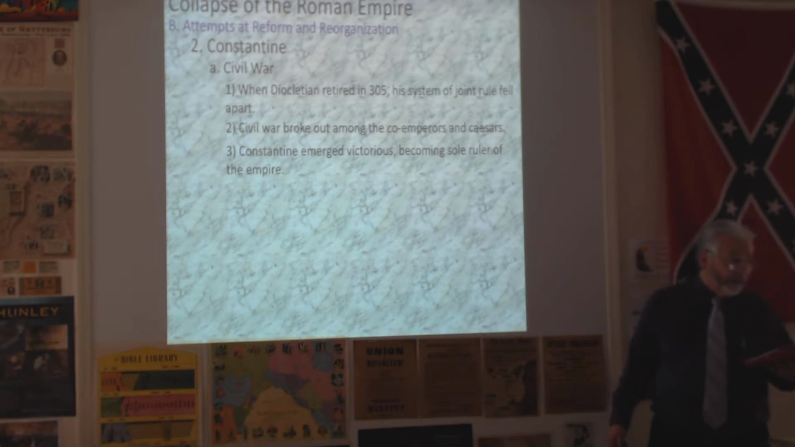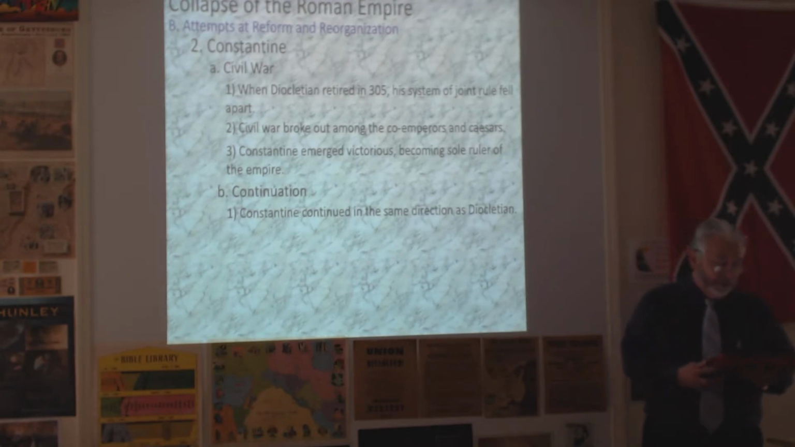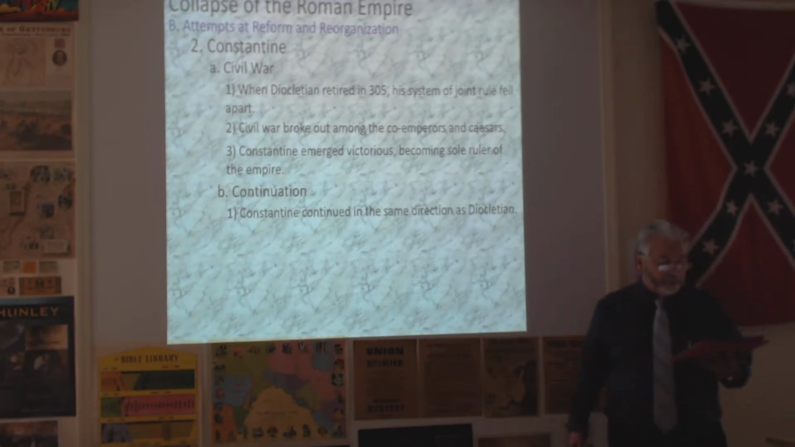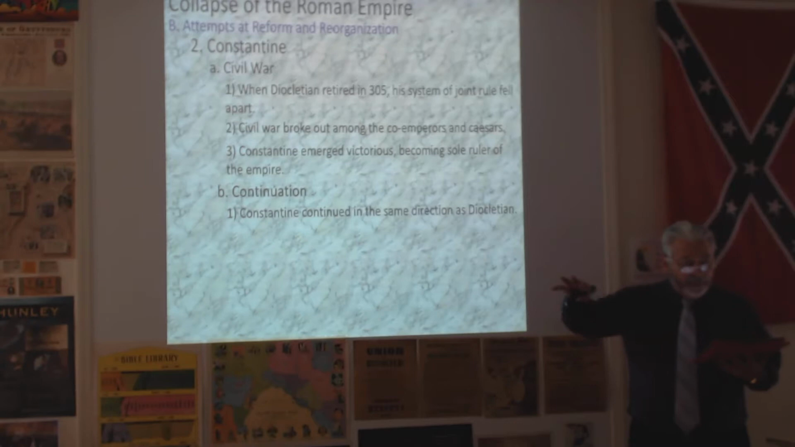Now, as far as reform, he continued many of the same things that Diocletian had done. He reorganized the entire system of local government into prefectures, dioceses, and provinces. So he divided up the empire into very small pieces and had people in charge of each of those. And that was an attempt to put government at a more local level.